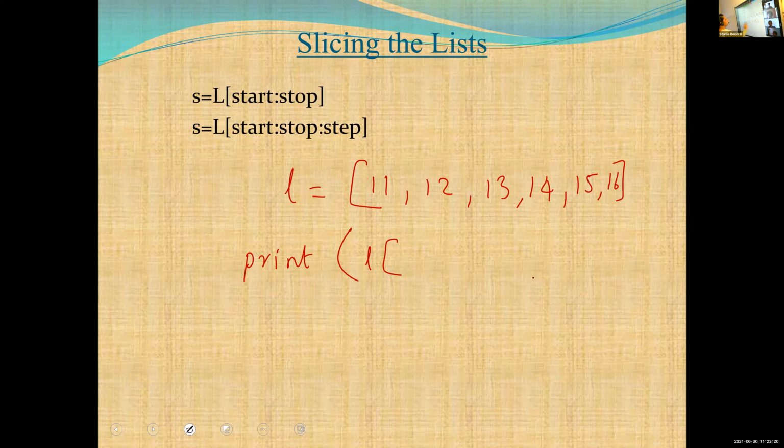Here the start value is 1. So first write the index values 0, 1, 2, 3, 4 and 5. These are the index values. So Ashwin, explain this print statement. What does this 1 represent?